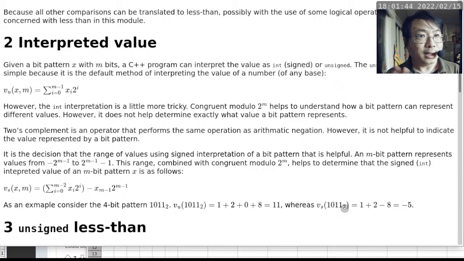So in a way, it does relate to 2's complement, but it's not exactly replacing 2's complement. It just says that we don't have to apply 2's complement in order to find out what is the value being represented by a bit pattern. So that's the only difference.